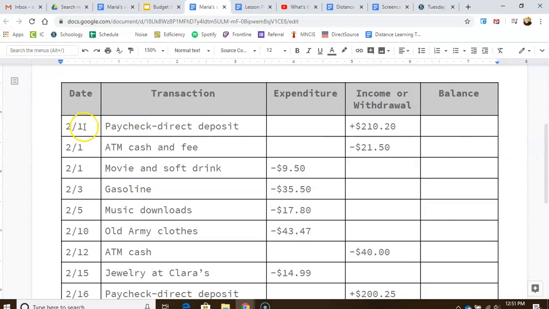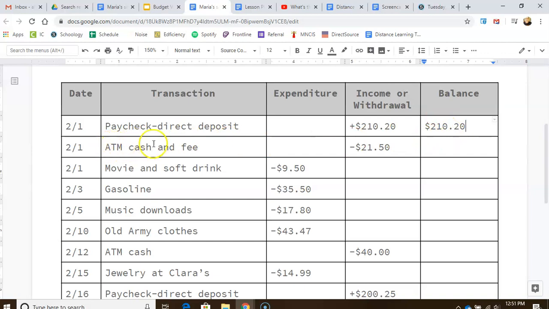So her month starts February 1st. She gets a paycheck. It's directly deposited into her bank account. It's plus $210.20. So that is her income. That's how much money she has coming in. Okay, so we add that to her balance. We're going to assume she started with 0. So if we add $210.20 to her balance of 0, we get, yes, $210.20.